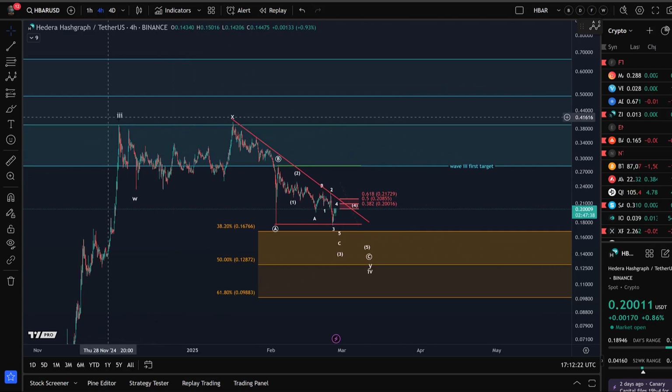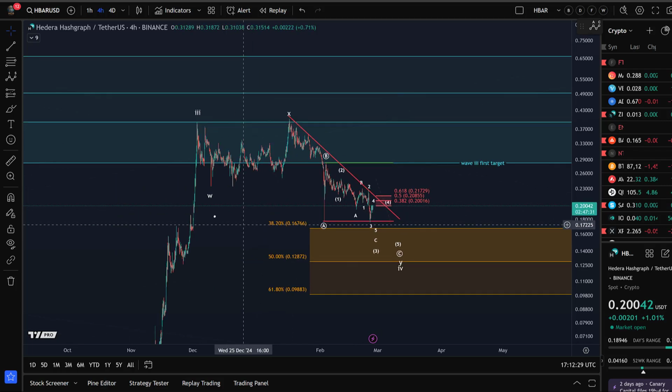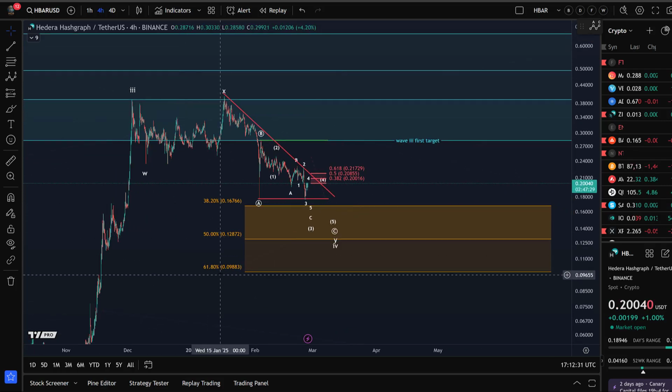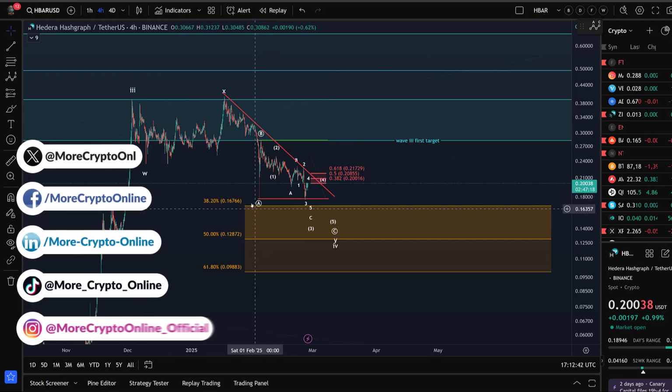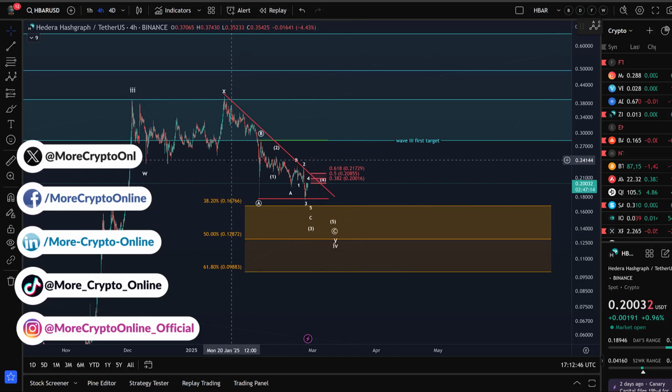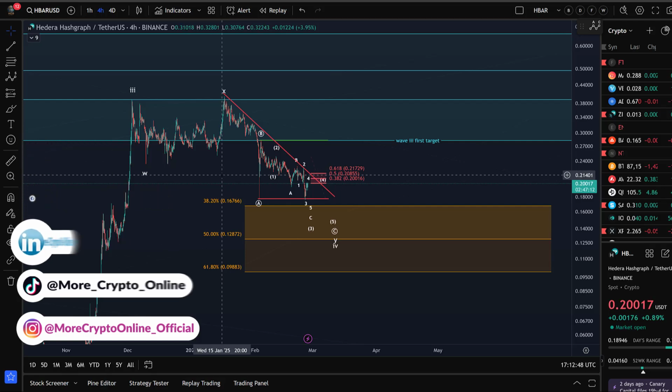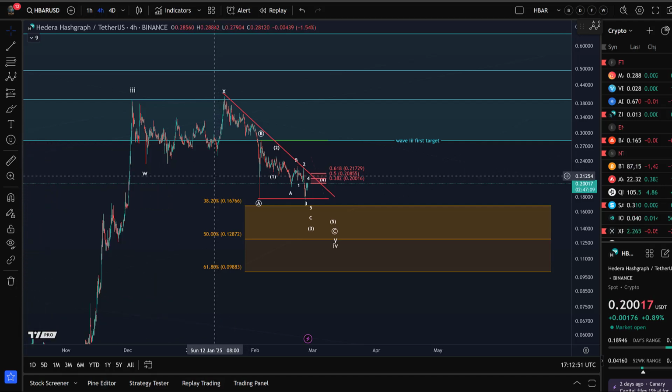HBAR is still working on this correction, and we could be in the late stages of this correction. Overall support area is between 9.8 cents and 16.7 cents after the price broke below previous micro support. We have now started to shift the focus towards this larger support area, which is the one we covered before only on the daily time frame. So it's the main support area here, 9.8 cents to 16.7.